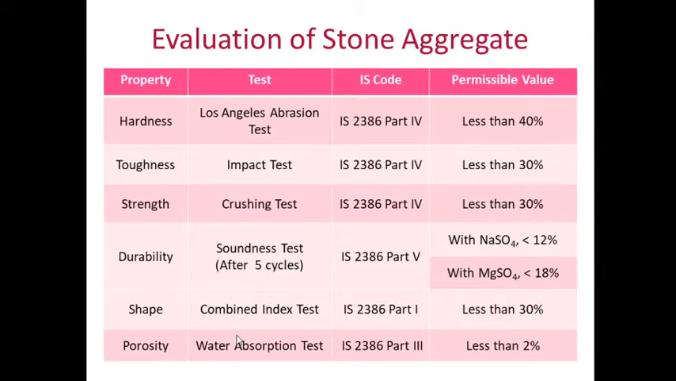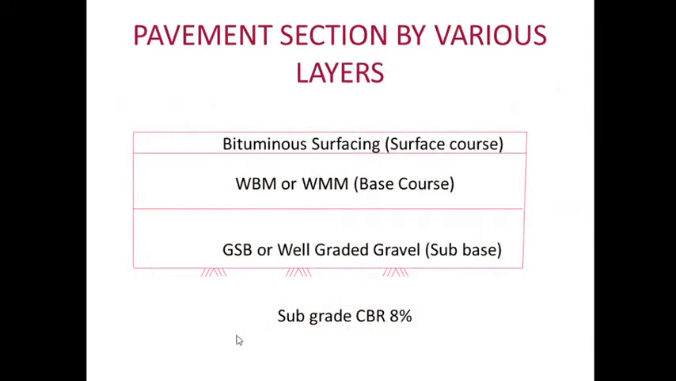Next, the pavement section by various layers. The bottommost layer is called subgrade. The pavement consists of one or more layers. The topmost layer is the surfacing, the purpose of which is to provide a smooth, abrasion resistant, dust proof and strong layer.